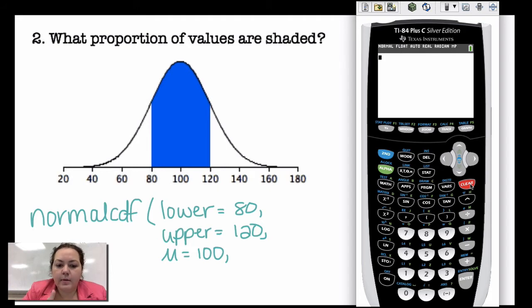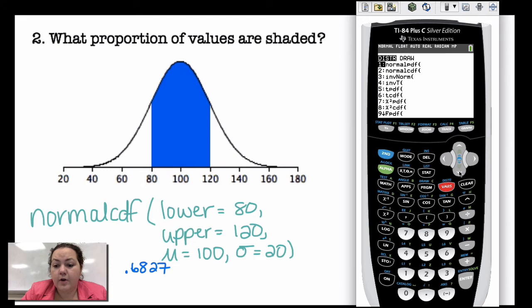Okay, remember your mean is going to be right there in the center, right below the highest point of your normal curve. If you come down, that value is your mean. And then each time it goes over, it's counting by 20. So my standard deviation is 20. So I'm going to put that in the calculator.